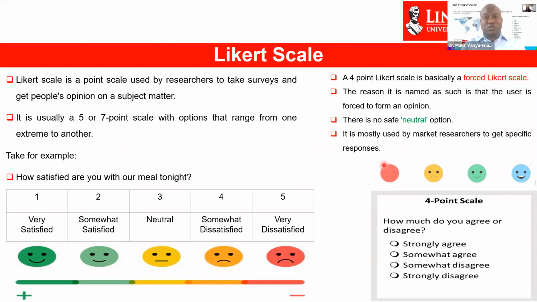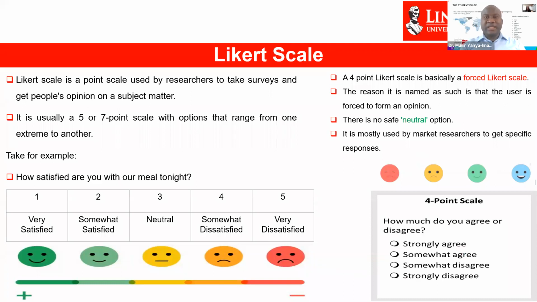Okay? You are the one that knows what you want. As long as 4 suits your need, apply 4. If it is 5 that suits your need, apply 5. If it is 7, apply 7. Okay? So it depends on the nature of your research. And for 4 points, you can have something like, how much do you agree or disagree? You can have strongly agree, somewhat agree, somewhat disagree, or strongly disagree.